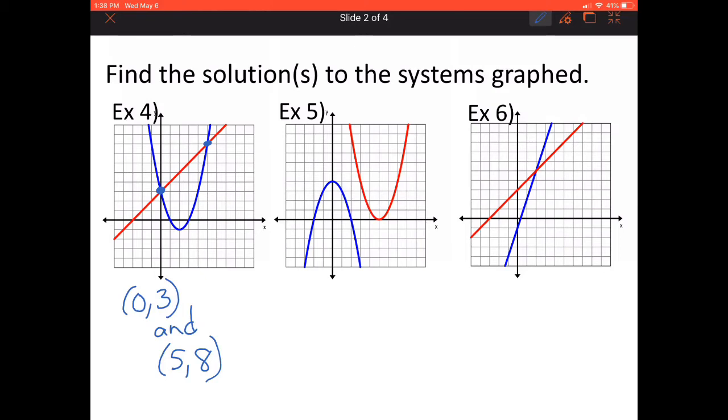All right, so let's find the solutions to the system graphed in example 5. Well, I see 2 parabolas, and I see that they never intersect, and they're never going to. So there are no solutions again. All right, example 6, I see these 2 lines do intersect, and they intersect at (2, 5). So that is the solution. There's only one. So the number of solutions could vary on what kind of functions you have graphed and how they intersect, or if they even do intersect.